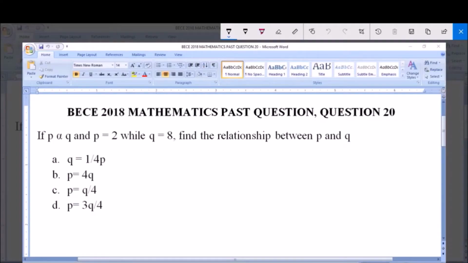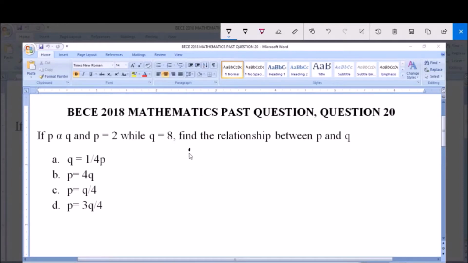Today we're going to be dealing with BECE 2018 Mathematics Past Question, question 20. If P is directly proportional to Q, that is, P varies directly to Q, and P is equal to 2 while Q is equal to 8, find the relationship between P and Q. Option A says Q is equal to 1 over 4 P, B says P is equal to 4Q, C says P is equal to Q over 4, and D says P is equal to 3Q all over 4.